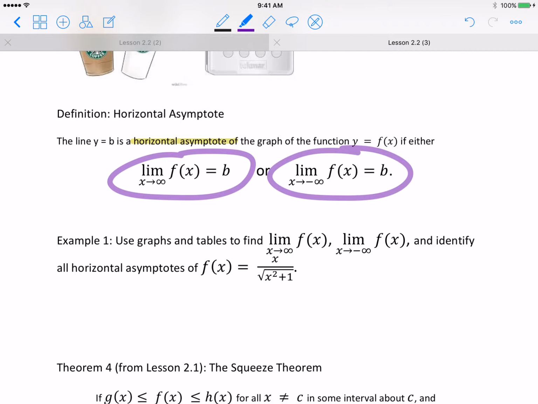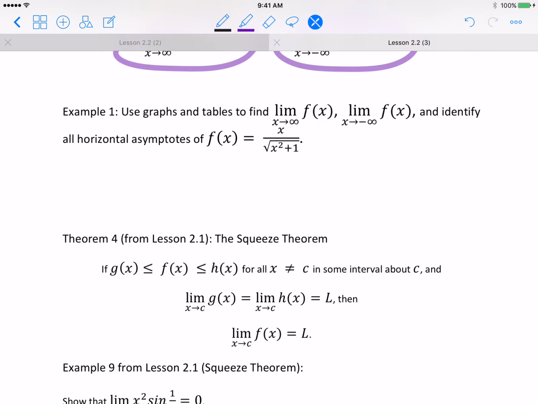So let's take a look at an example of that. Use graphs, example 1, from page 70 of your textbook. Use graphs and tables to find the limit of f of x in both directions, x approaching positive infinity and x approaching negative infinity. And with that, identify all horizontal asymptotes of the function f of x equals x over the square root of x squared plus 1.